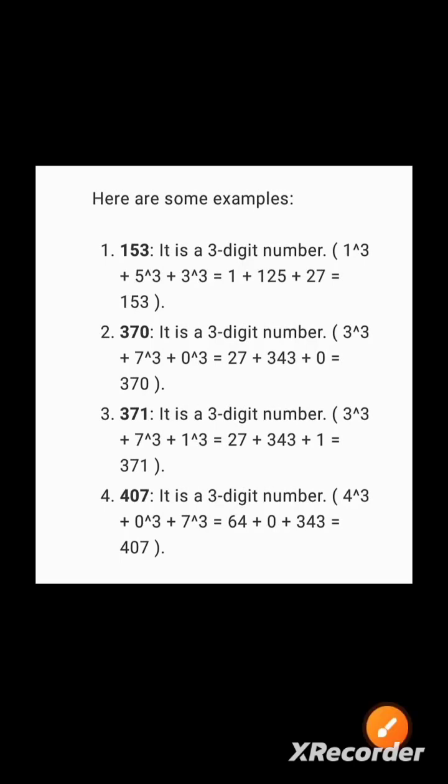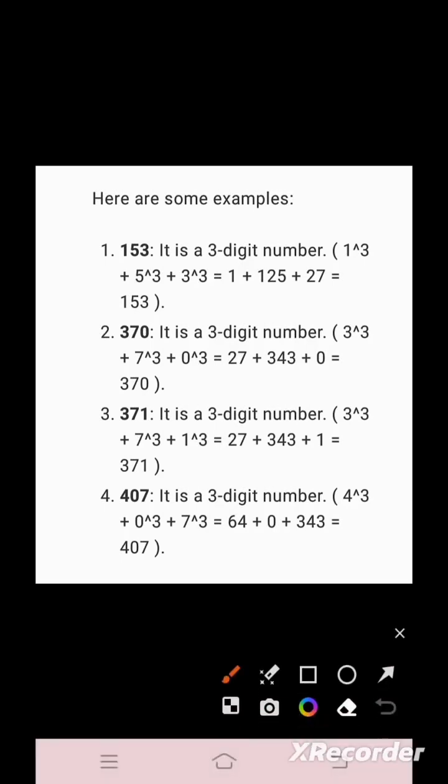Now look at the first example, 153. It is a 3-digit number. In 153, you have 1 first, so 1 cube, then 5, so plus 5 cube, then 3, plus 3 cube. So the final result will be 153. So 153 is an Armstrong number, right?